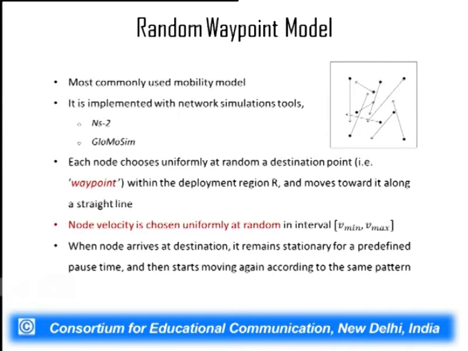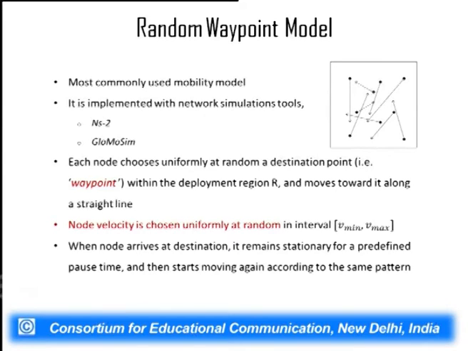And the velocity that is chosen can be controlled obviously. It's in the interval of Vmin and Vmax. So the nodes can randomly choose a velocity, they randomly choose the destination point, and they start their movement, okay.